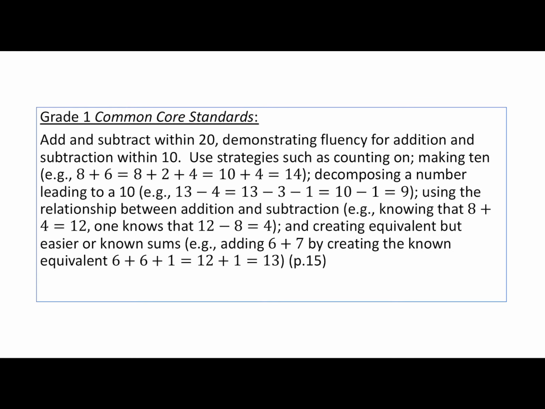Section 3.2 is addition of whole numbers. We're going to look at a bunch of strategies to help kids understand how to add whole numbers in this section. Okay, so grade 1, students should be able to add and subtract within 20 and show fluency for addition and subtraction within 10. We're going to look at some of these strategies from the Common Core standards, such as counting on and making 10, decomposing a number leading to 10, and using the relationship between addition and subtraction by creating equivalent but easier or known sums.